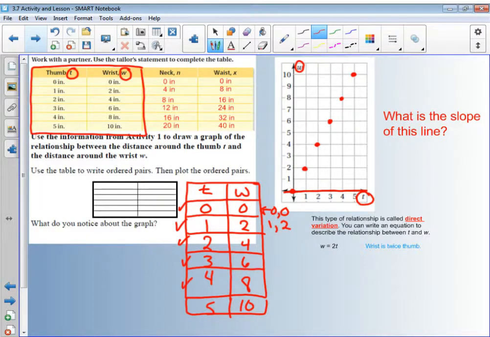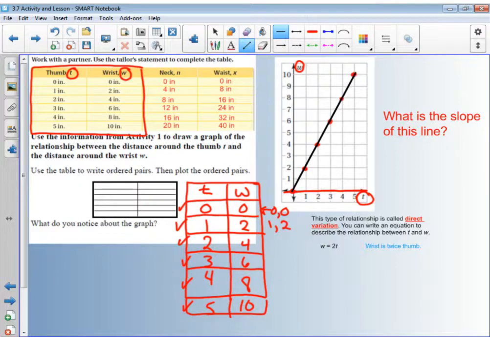And what do you notice about the graph that we just did? Well, what type of line does it create if I were to connect these dots? It creates a perfectly straight line. So that's one thing that you have to understand about direct variation: it is going to create a perfectly straight line.